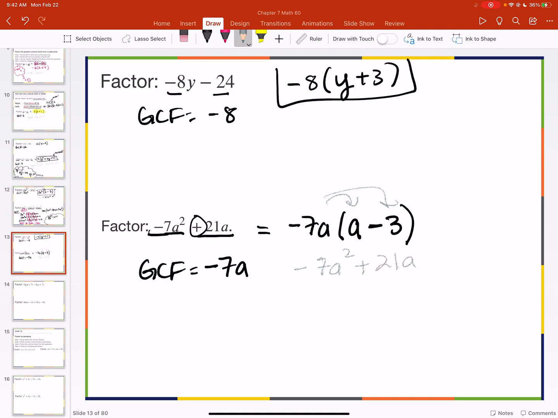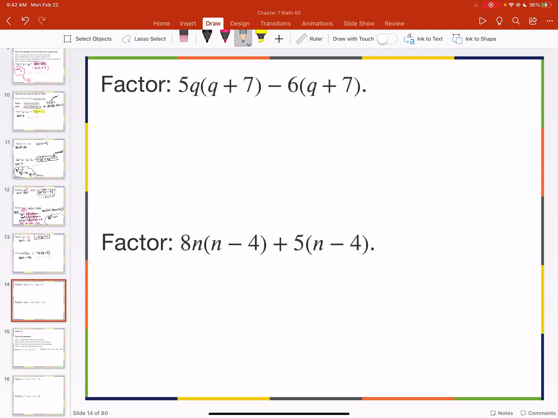All right. So now let's talk a little bit. Oh, wait, no, let's do one more important example. Now look at this. This looks a little different, but you still have two terms, except that each part is its own set of factors, right? You have two factors here, 5q times q plus 7, and here you have 6 times q plus 7. Now, what's in common? This q plus 7 is in common. So that's our GCF.